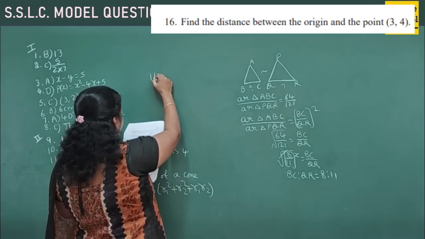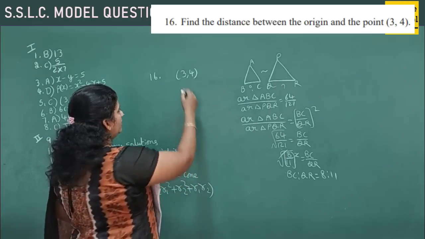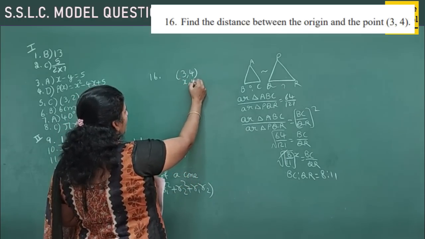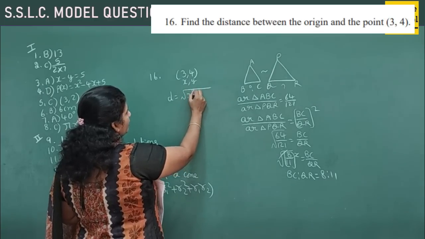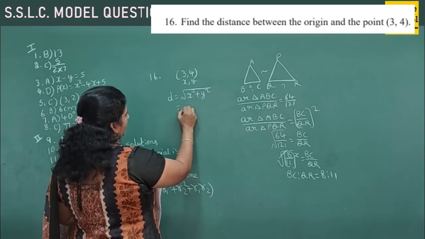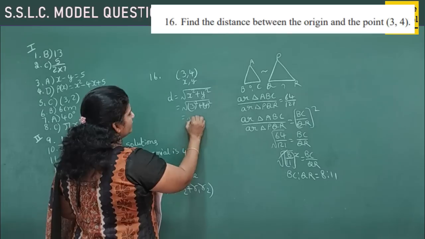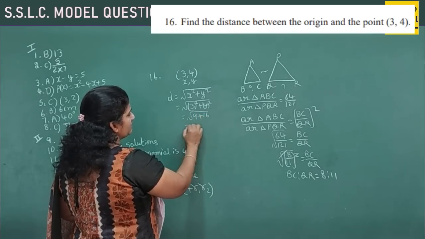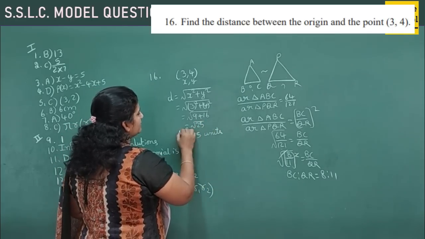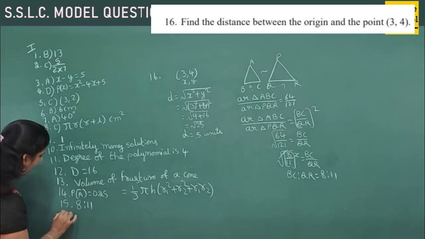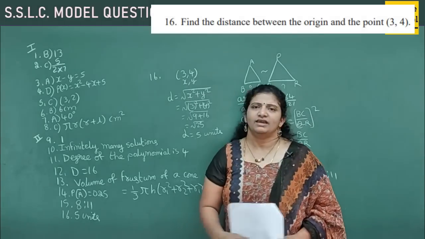Last question in this main. Find the distance between the origin and the point 3, 4. Very simple question. Mark the coordinate as x, y. Distance between the origin formula: D is equal to square root of x square plus y square. That is 3 whole square plus 4 whole square. 3 3s are 9, 4 4s are 16. 16 plus 9 is 25. Square root of 25 is 5 units. Compulsory you need to write the answer as 5 units. Okay? Yes, is this clear?